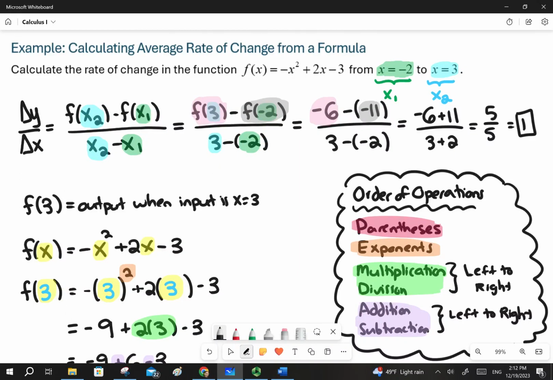So the average rate of change in the function f of x equals negative x squared plus 2x minus 3 from x equals negative 2 to x equals 3 is 1.